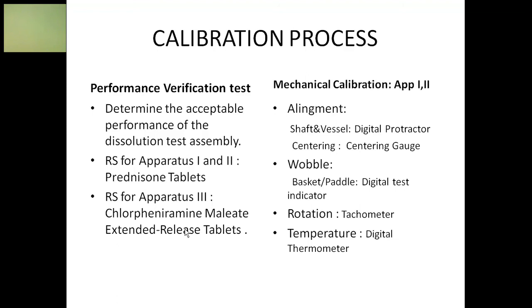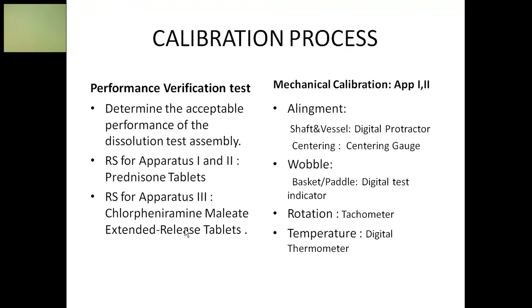If you see some of the apparatus, if it is not prepared as per monograph, you will find the shaft is a little bit dancing. So this wobbling for basket or paddle is checked by digital test indicators, and it says that the deflection should not be more than 1 millimeter.